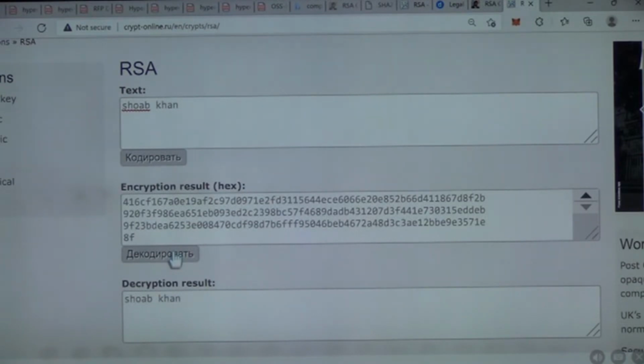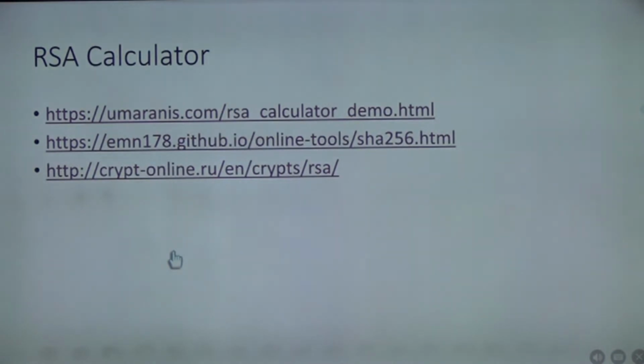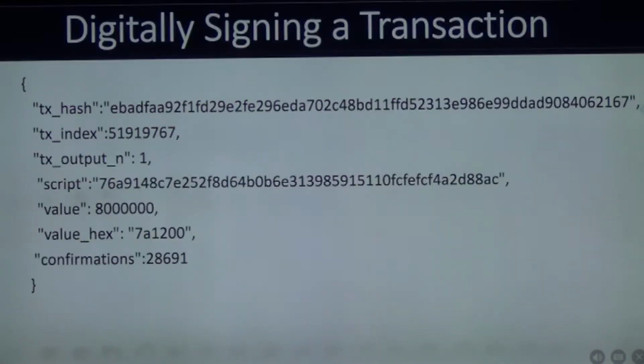So now we will see how we sign a document digitally. So I have given you links for this so that you can just use these to do the assignment.